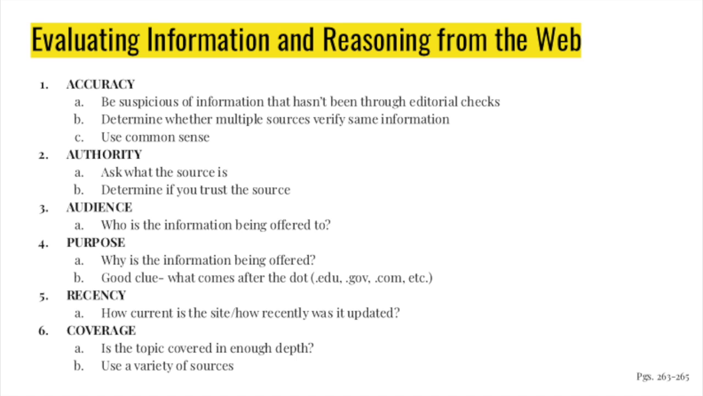And then a helpful tip that the book talked about is that you should see what comes after the dot. If it's .edu, it's educational. If it's .gov, it's a government website. So that can help you figure out the purpose. And then it talks about recency, how current is the site and how recently was it updated. And then it also talks about coverage. Is the topic covered in enough depth? And does it use a variety of sources?